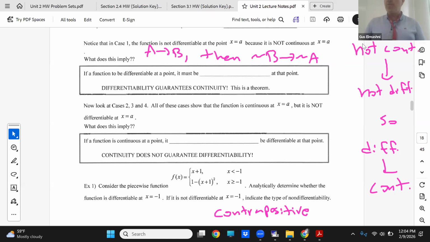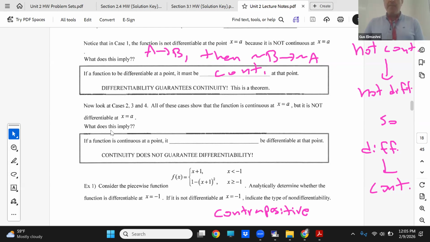We saw that if you're not continuous, you're not differentiable. So it means if you're differentiable, you are continuous. So for a function to be differentiable at a point, it must be continuous at that point. And all these cases show the function is continuous at x equals a, but it's not differentiable for cases 2, 3, and 4: the corner, the cusp, and the vertical tangent.